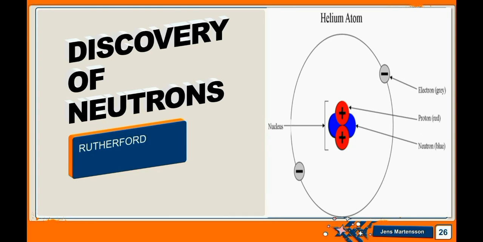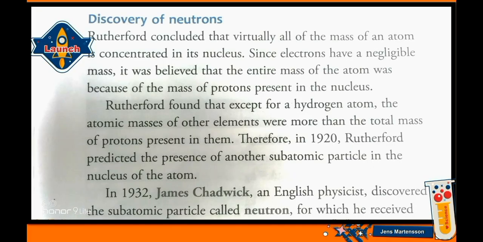So therefore, in 1920 Rutherford predicted the presence of another subatomic particle in the nucleus of the atom. Now, in 1932, James Chadwick, an English physicist, discovered the subatomic particle called the neutron. So who was the one who discovered neutrons? James Chadwick discovered neutrons, for which he received the Nobel Prize for Physics in 1935, and he found that the particle had no electric charge and only mass, which was adding to the atomic mass, explaining the difference between the atomic mass and the total mass of the protons.